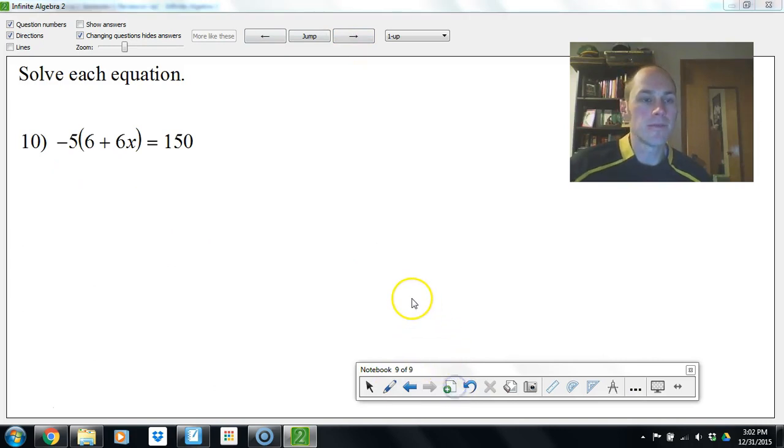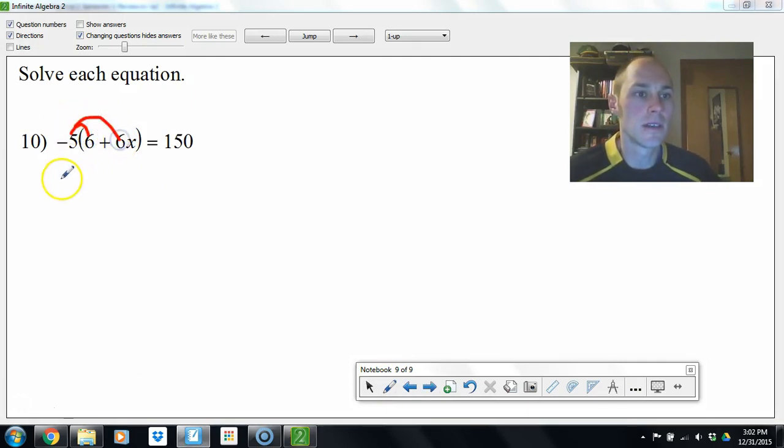Our next problem, we're solving for x again. I've got parentheses, so one way I can get rid of parentheses is I can distribute to get negative 30. And negative 5 times positive 6 is negative 30x. Big thing there is watch your negatives. This is a negative 5. This is a positive 6. And that equals 150.